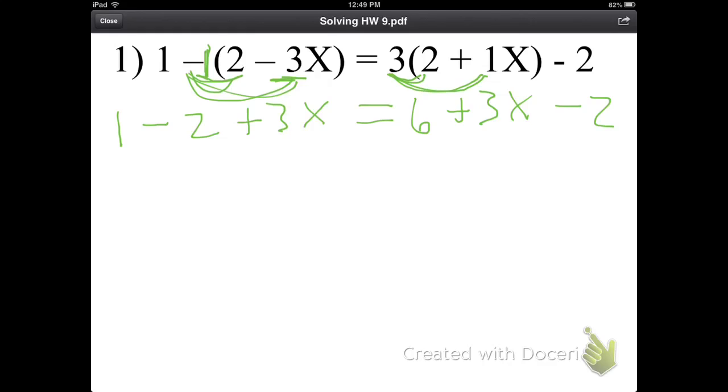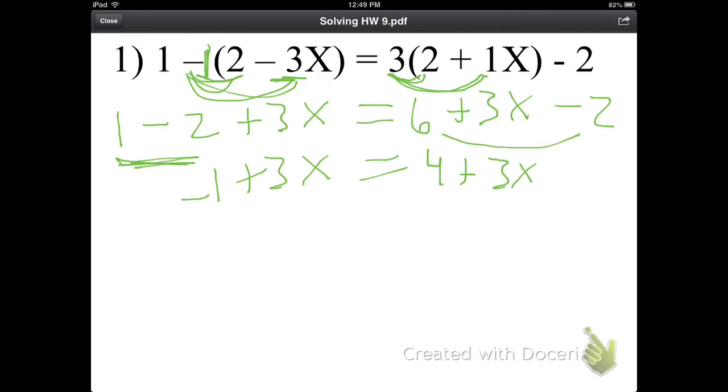Now, instead of moving stuff between the sides, I'm going to simplify each side, because I see things that can combine. I can combine like terms. So I'm going to combine these items here. 1 minus 2 is a negative 1, and I have plus 3x. 6 and negative 2 can combine. 6 minus 2 is 4, and then you add 3x.